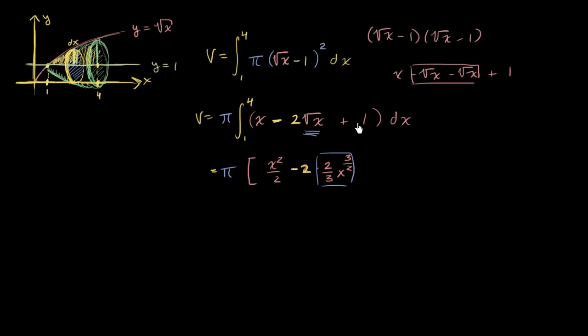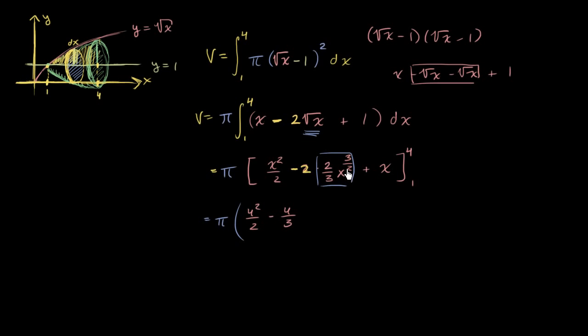Now let's take the antiderivative of 1. Well, that's just going to be equal to x. And we're going to evaluate this from 1 to 4. So we're in the home stretch. So this is going to be equal to pi times, well, first let's do it at 4. 4 squared over 2 minus, what's 4 to the 3? Well, let me do this part first. So minus 4/3, and what's 4 to the 3/2?